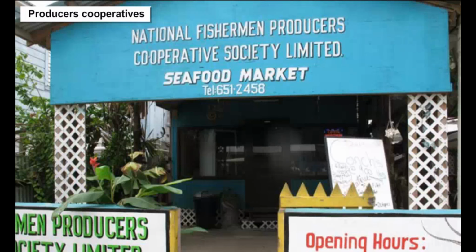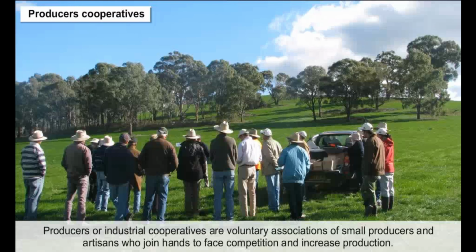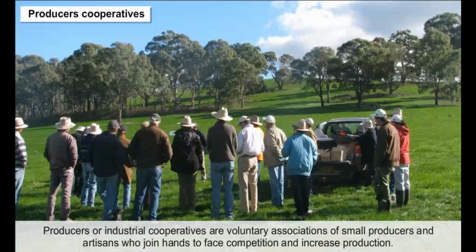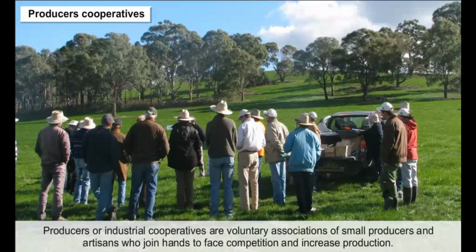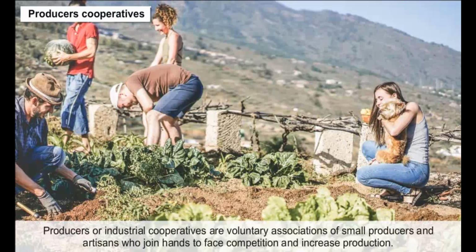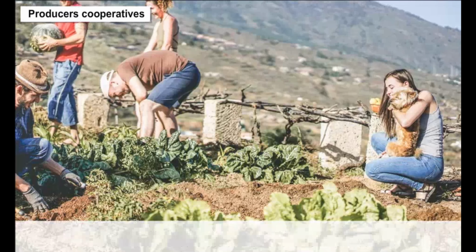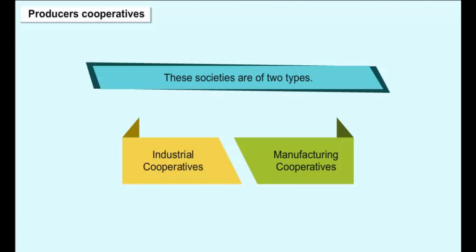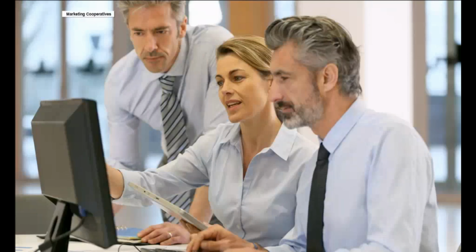Producers' cooperatives. Producers or industrial cooperatives are voluntary associations of small producers and artisans who join hands to face competition and increase production. These societies are of two types: industrial cooperatives and manufacturing cooperatives.